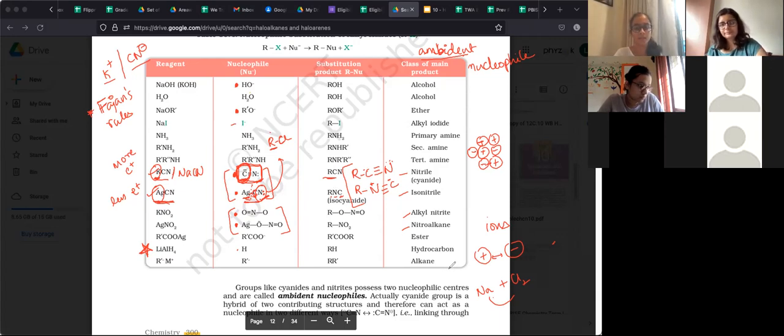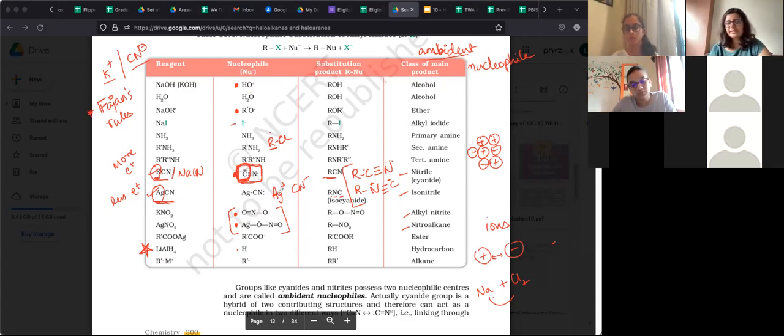I didn't understand why nitrogen will attack. I understood it will be more covalent, but so what if it's more covalent? If it is more covalent, this is not split. Let me clear this out. Silver cyanide is not easily splitting up as Ag plus and CN minus, like how it is happening over here. If that happened, then the cyanide ion would be the one to attack. But that's not what is happening in the case of AgCN.